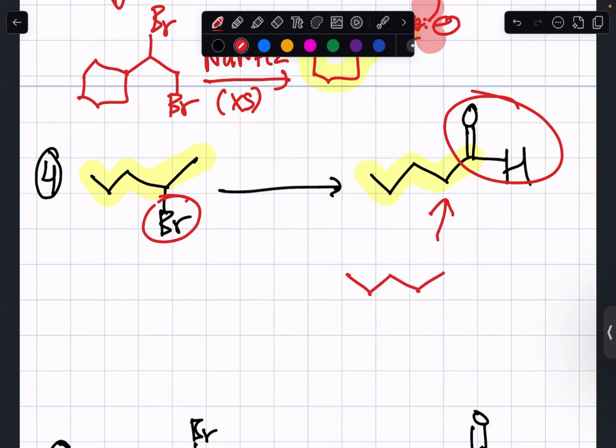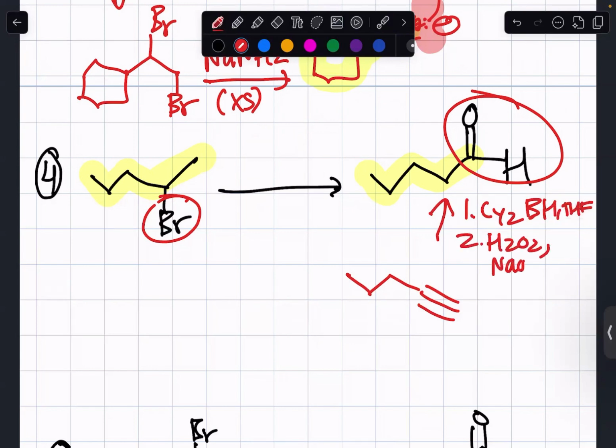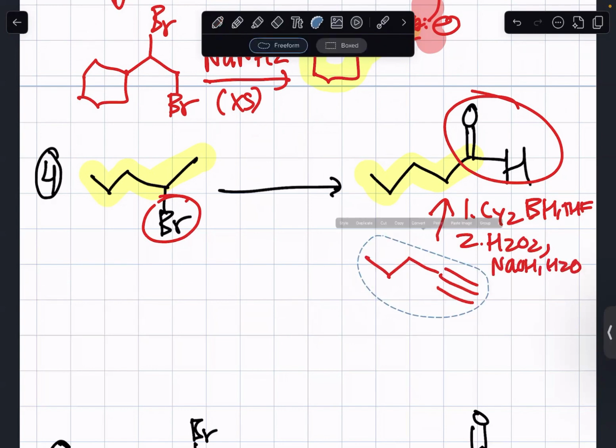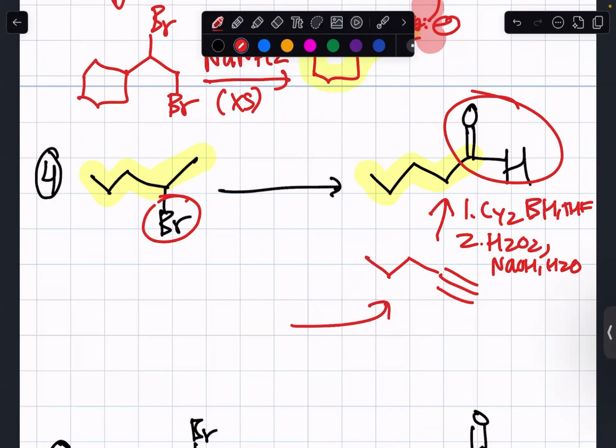So now that is going to, let's say, come from this alkyne right here, and we do hydroboration of the alkyne with Cy2BH, THF, second step, H2O2, NaOH, water. Okay, now how could we form a terminal alkyne again? Like what reagents form the terminal alkyne from, let's say, vicinal dihalide, like we said earlier?